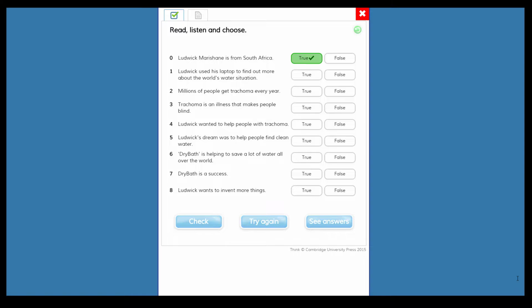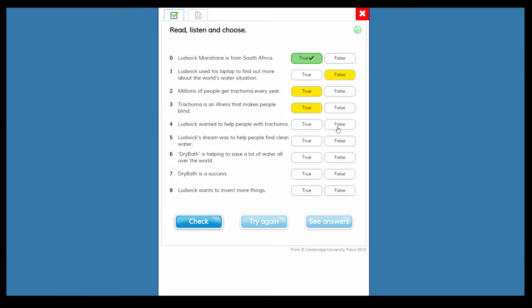Okay, so let's check the activity. Number 0, the example. Ludwig Maryshein is from South Africa. That is true. Number 1, Ludwig used his laptop to find out more about the world's water situation. That is false. Number 2, millions of people get trachoma every year. That is true. Trachoma is an illness that makes people blind. That is true again.